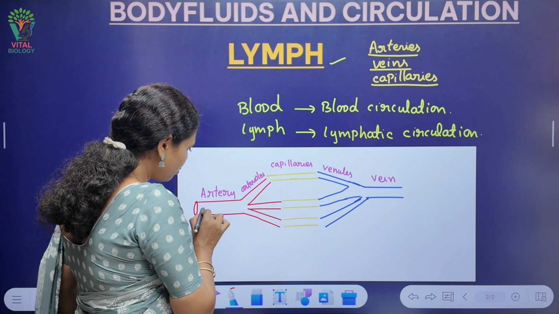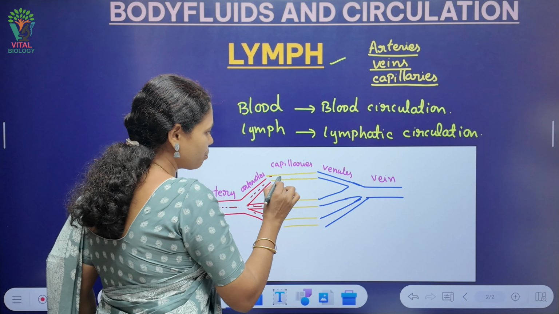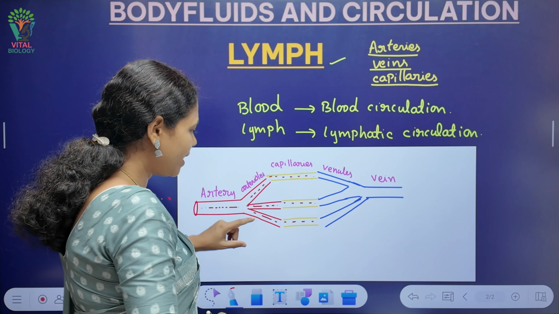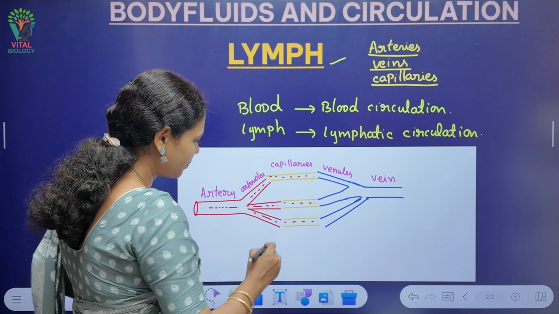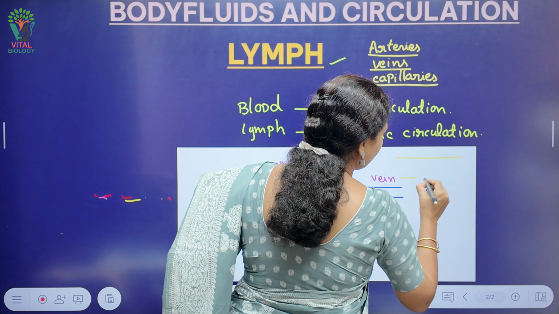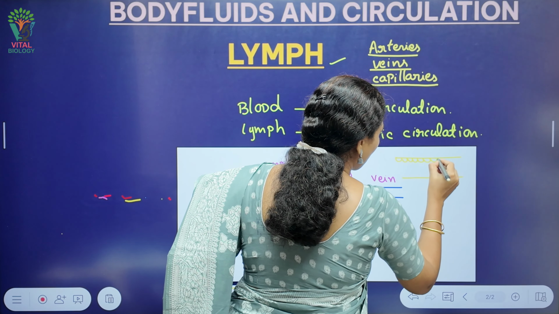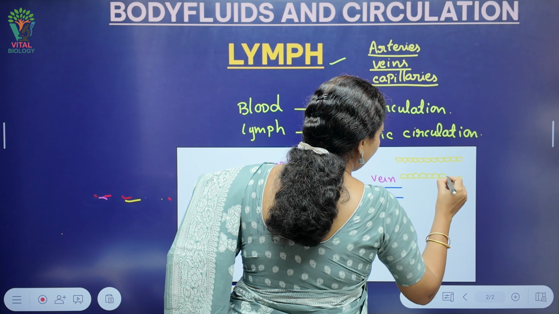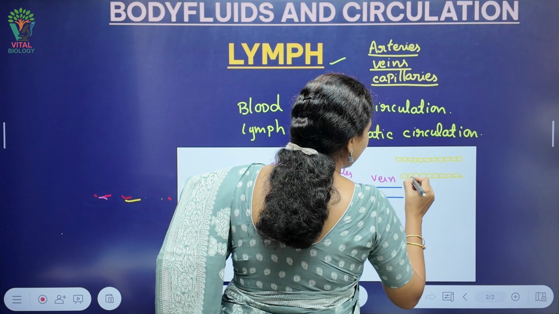Blood flows through the arteries and through the arterioles, and reaches the capillaries. As we already said, capillaries are the smallest blood vessels. If we see their thickness, if this is the capillary, these capillaries have just one cell thickness. Their walls are very thin. They are lined by a single layer of endothelial cells.